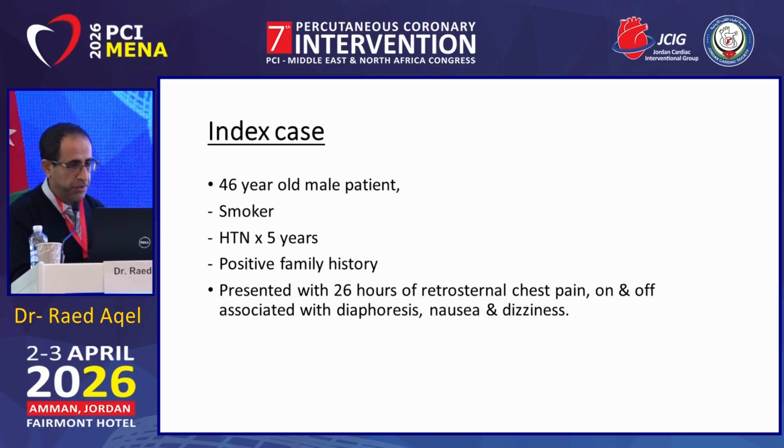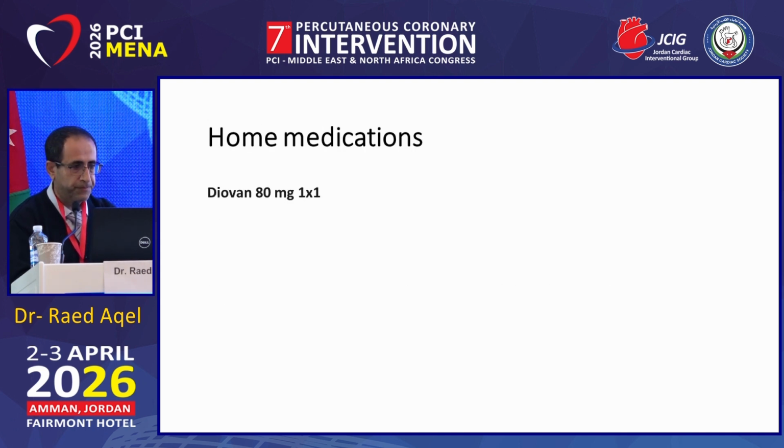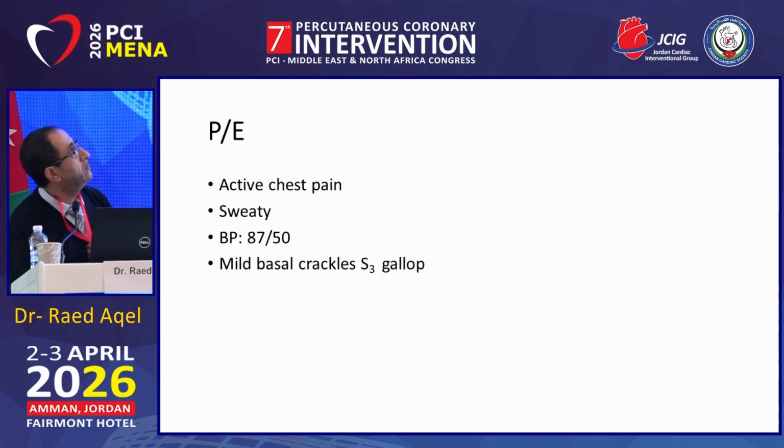Our patient is a 40-year-old male, smoker, hypertensive, with a positive family history, who presented with slightly more than a day of on and off retrosternal chest pain associated with diaphoresis, nausea, and dizziness. He was just maintained on blood pressure medication and his labs were significant for high troponins. His physical exam showed an S3 gallop with crackles, blood pressure was around 85/50, and he was having active chest pain.